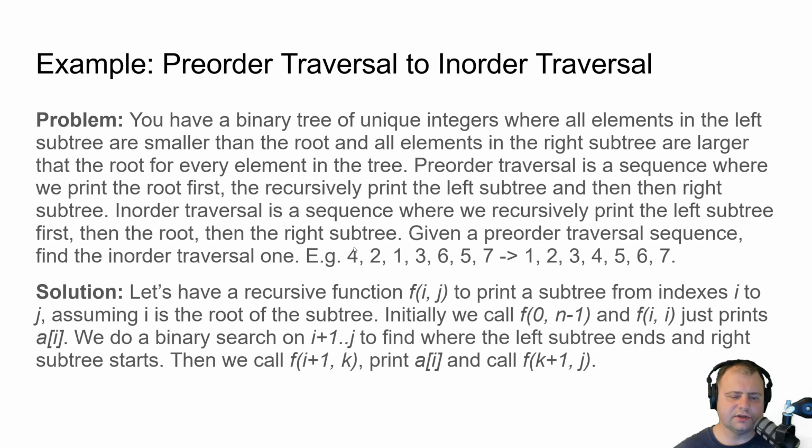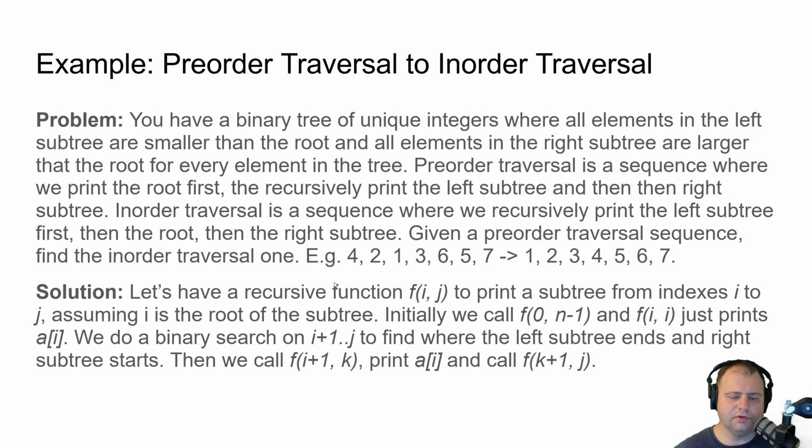Let's take a look at 4, 2, 1, 3, 6, 5, 7. So 4 would be the root, then the smaller elements 2, 1, 3 would be in the left subtree, and 6, 5, 7 would be in the right subtree. We print the left subtree, which ends up unwinding to 1, 2, 3. We print the root 4, and we print the other subtree, 5, 6, 7. As for the solution, we can have a recursive function f(i, j) to print the subtree from indexes i to j, assuming that's actually a valid subtree and index i is the root.